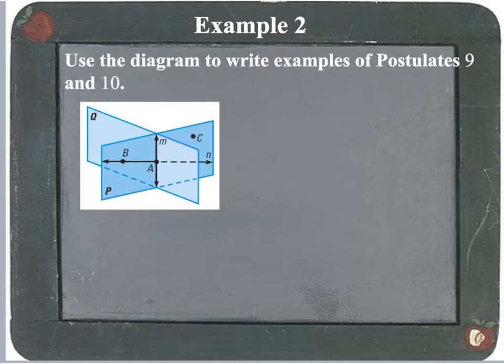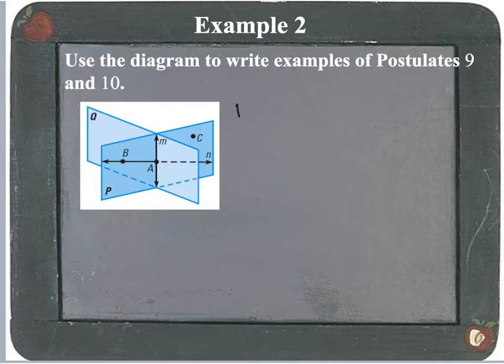Somebody tell me, even if you're not sure, what postulate 9 says. Even if you just read it for me. Yes, ma'am. The plane that contains at least 3 collinear points. Non-collinear. Okay, so let's find an example in this picture of a plane that contains 3 non-collinear points. Yes, sir? B, A, and C. B, A, and C are 3 non-collinear points.